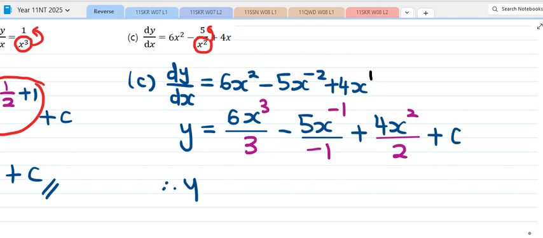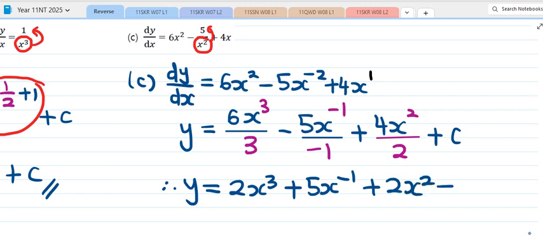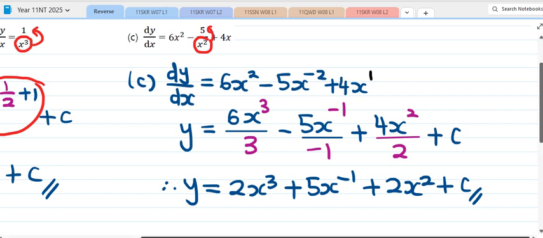So here you can actually simplify this. 6x cubed divided by 3 will be 2x to the power of 3. And then negative 5 divided by negative 1 will be positive 5x to the power of negative 1. And 4 divided by 2 will be positive 2x squared plus c. So this is for part C. Alright, let's move on to the next one.